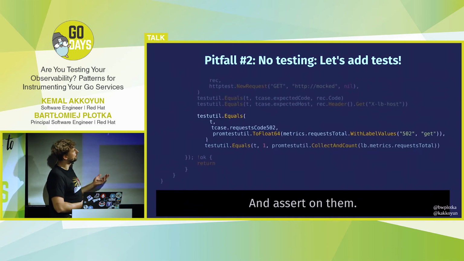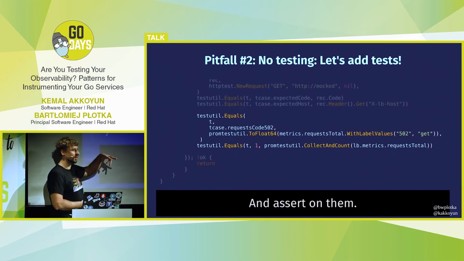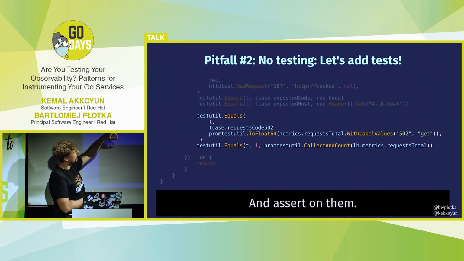And let's assure that this is actually happening. After everything, the test case was performed, the load balancer performed the request, and we have the result. With toFloat64, we extract the value of the metric for certain labels, 502, which we expect, and we check if we have 1, right, in this case.